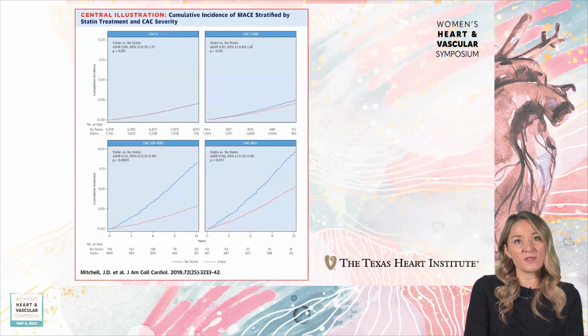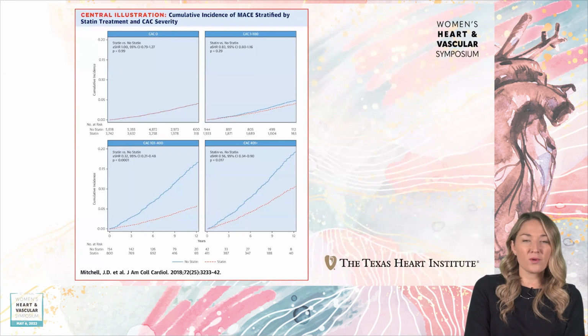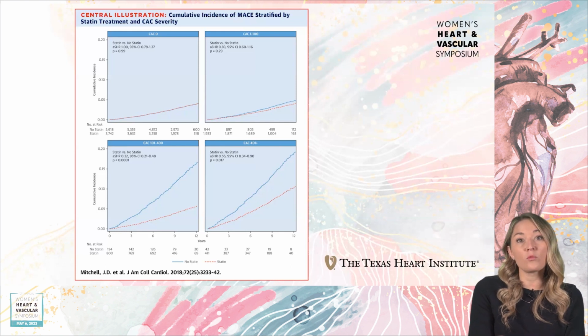I love this illustration. This is cumulative incidence of MACE stratified by statin treatment and coronary artery calcium severity. This is back from 2018. So patients who might not have had a heart attack or stroke or heart failure or whatever, but they have a calcium score, and you want to discuss why it's important if their calcium score is 100 or 400 or 2,000, why you think that cholesterol therapy is necessary. And this goes, calcium score of 0 is up in the top left. Top right is calcium score of 0 to 100, and then 100 to 400, and then more than 400.